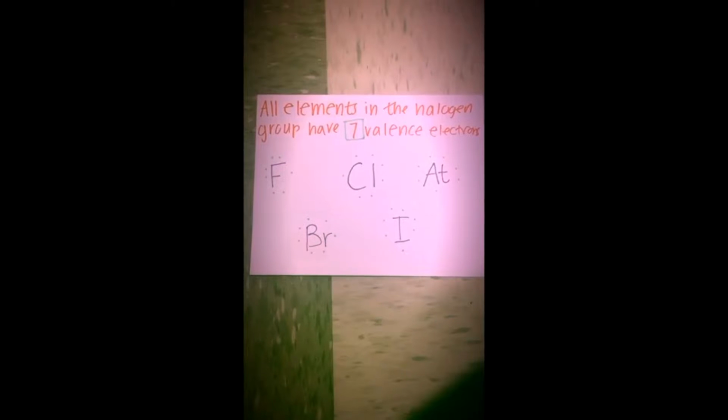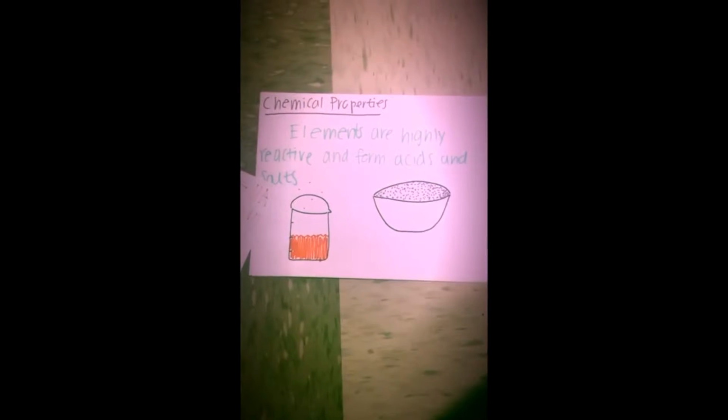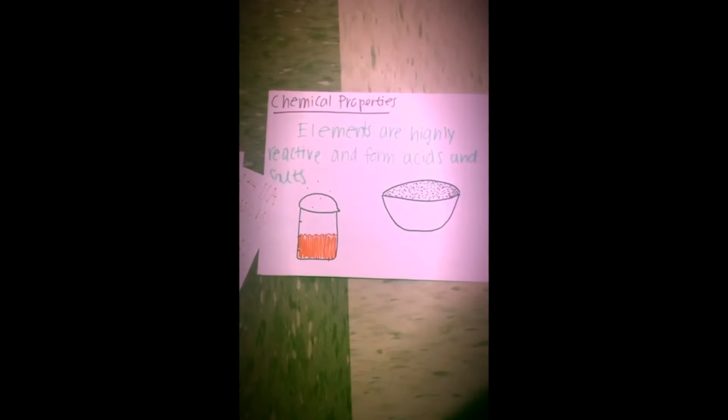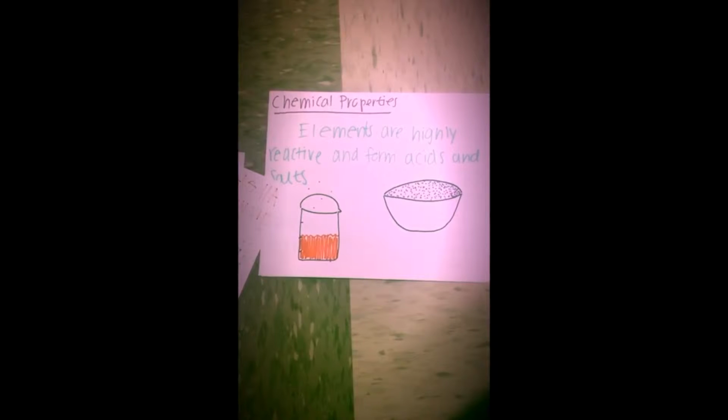Halogens. Located in group 17 next to the noble gases. All elements in the halogen group have 7 valence electrons. The chemical properties of the halogen elements are that they are highly reactive and form acids and salts.